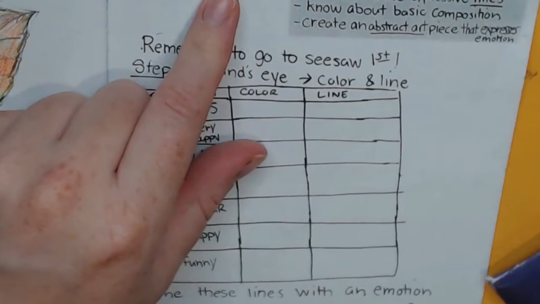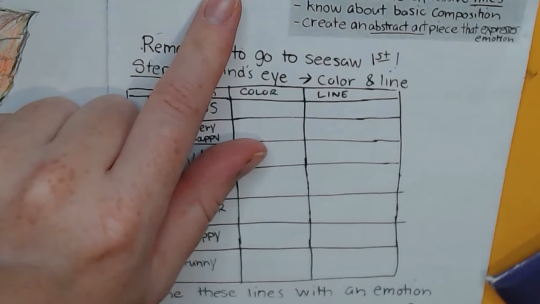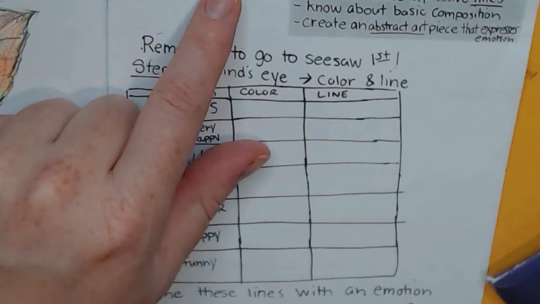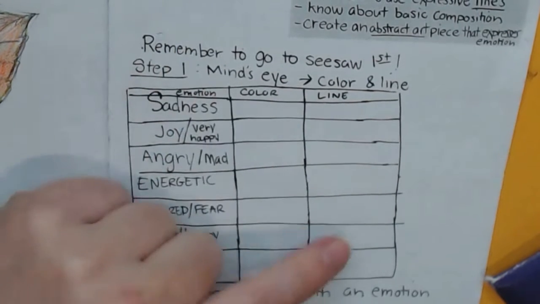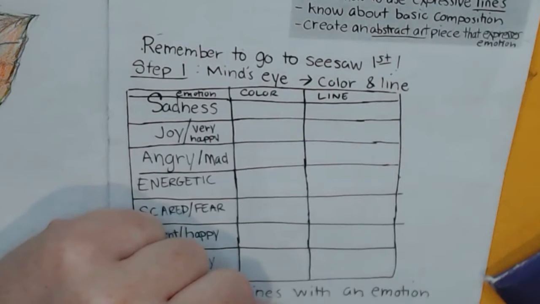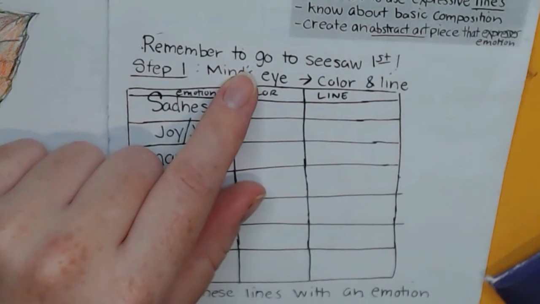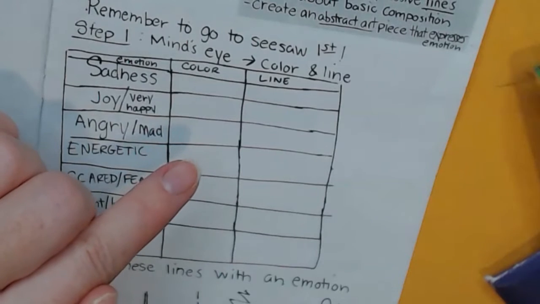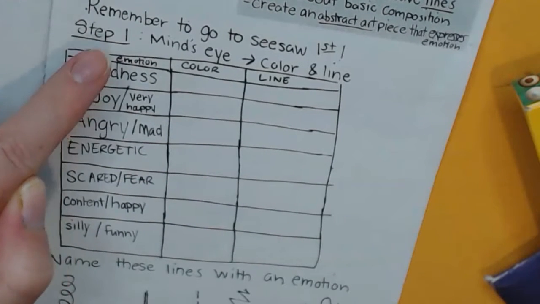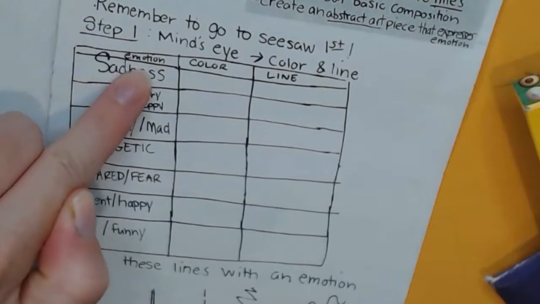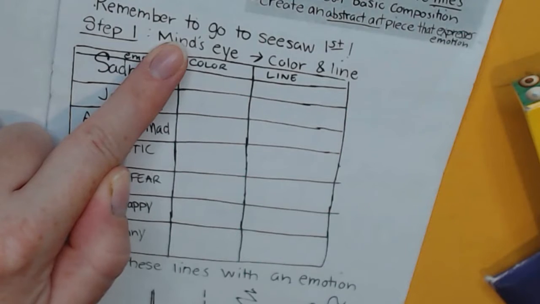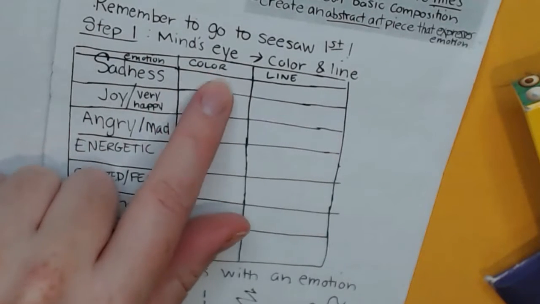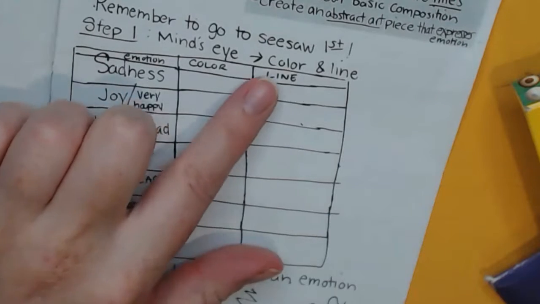Okay, so everybody say expressive line. Expressive line. So how can a line be expressive? We show our expressions by changing our expressions. We just did that, okay? But how can a line be expressive? How about a color? Can colors be expressive? Can colors represent emotions? Well, let's go ahead and think about that. You might want to have colored pencils or crayons nearby so that you can start to think about these. We're gonna think about an emotion, and then we're gonna close our eyes and picture what sadness looks like, or whatever the emotion looks like. We're gonna think about what that color might look like. We're gonna think about what that line might look like.